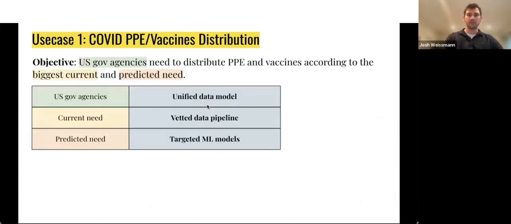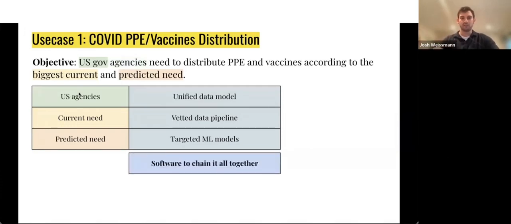So, at every level, the very simple operational question depends on the ontology being representative of the real world. So, when we think about the questions that we had, the question was phrased: U.S. government agencies need to distribute PPE and vaccines according to the biggest current and predicted need. That basically models or mimics three extremely specific functions that we needed to account for: a unified data model, a vetted data pipeline, and targeted machine learning models. All these things had to be in the same system that could be used. On top of that, you needed software to chain it all together.